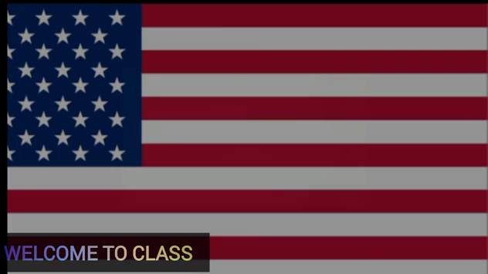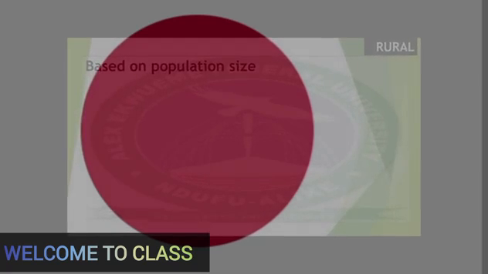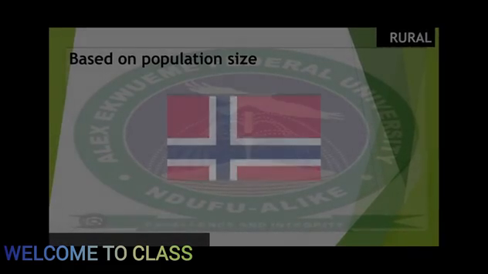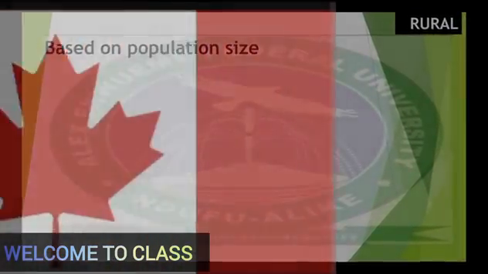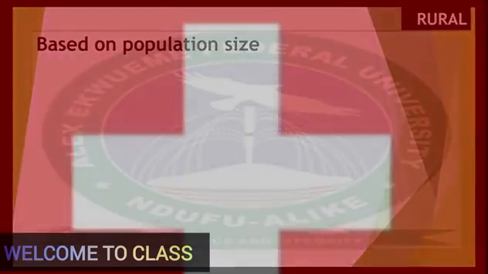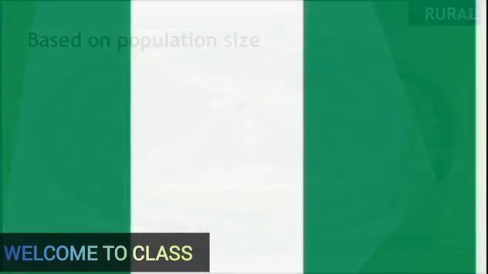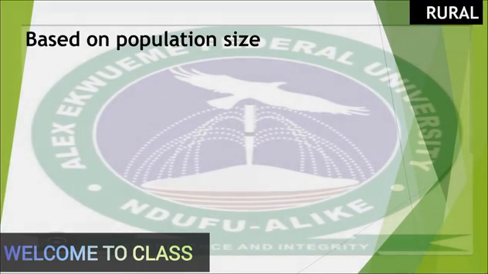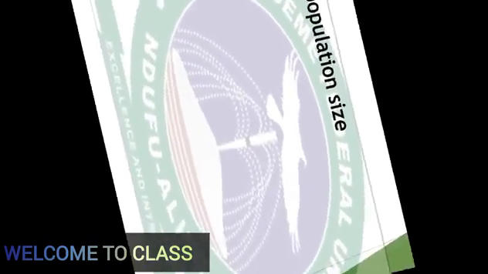Now, in US, 2,500 people who are living within a specific landmass area. In Japan, 50,000 people. In Norway, 200 persons or less. In Canada, 1,000 persons or less. In Switzerland, 10,000 persons or less. While in Nigeria, 20,000 persons or less. When you have this number of persons occupying a geographical location per kilometer square, such area is said to be rural.